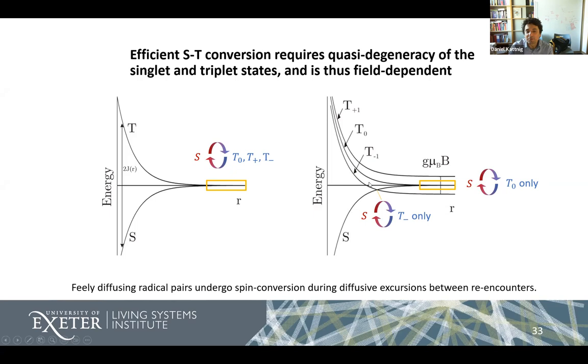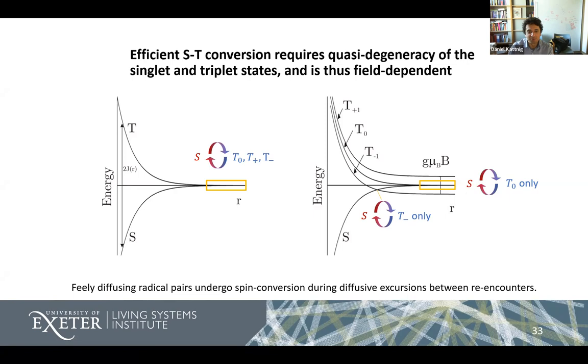As the two radicals separate, we will still end up here with a region where the singlet and the T zero state are quasi degenerate and can thus be interconverted. However, only the S and the T zero state can be interconverted here. The T plus and the T minus state have been split apart in energy, so they no longer engage in this spin dynamics that can give rise to spin dependent reaction products.